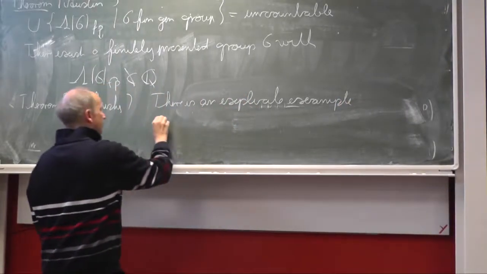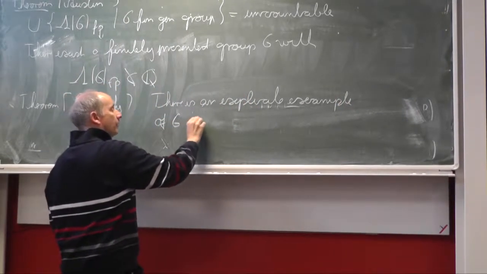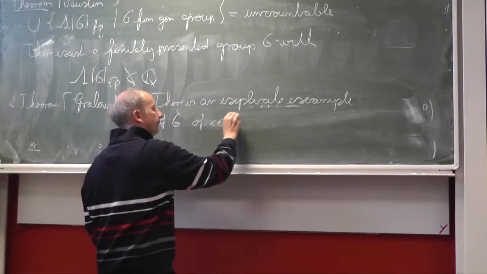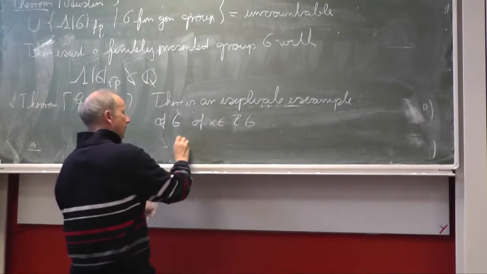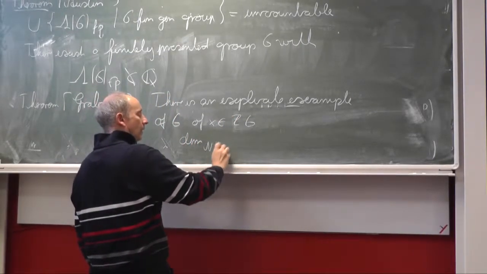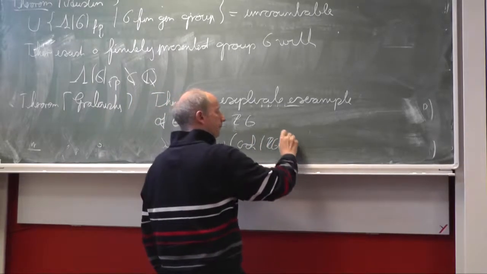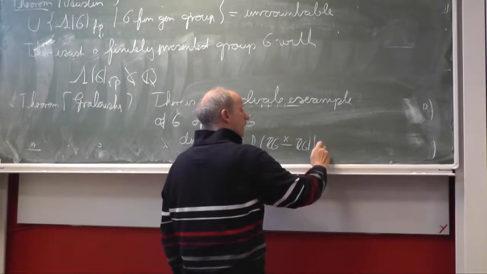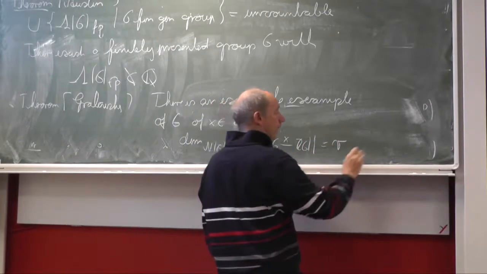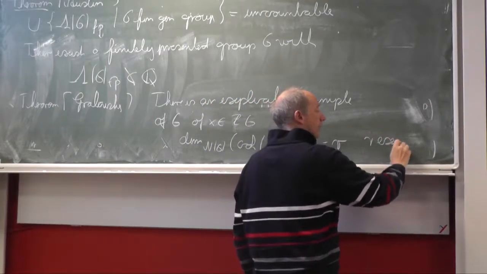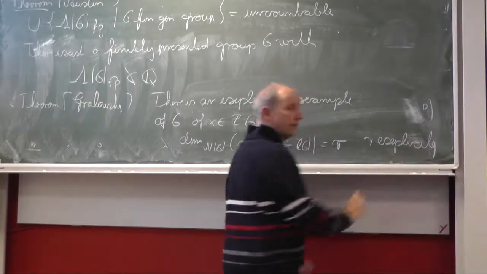Of a group G, of an element in the group ring. So that's the dimension of the cokernel of the corresponding map, is a number R, and R is also explicit, given by a power series. I've forgotten the formula, but it's very explicit.